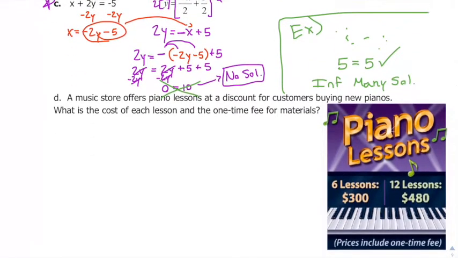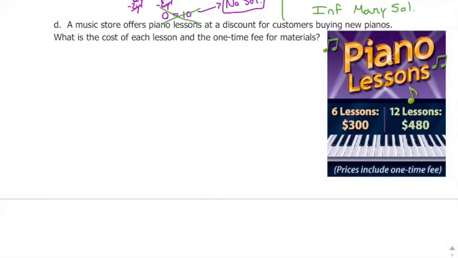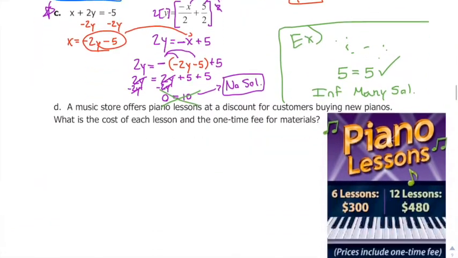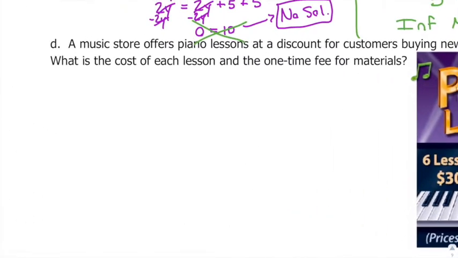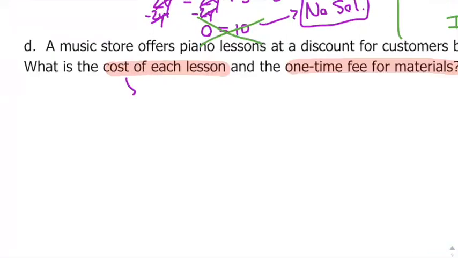Okay, let's see what we got going on here. I guess a word problem, maybe it's going to be smart to use substitution on this one. A music store offers piano lessons at a discount for customers buying new pianos. What is the cost of each lesson and the one-time fee for the materials? So sometimes we can use substitution, what we talked about up there, to go and solve systems of equations. There are two unknown things here, so if you read carefully, we don't know the cost of each lesson, and then the one-time fee for the materials, we'll call that y.